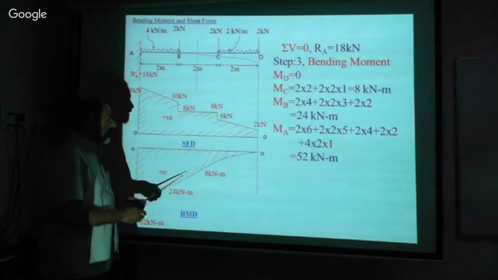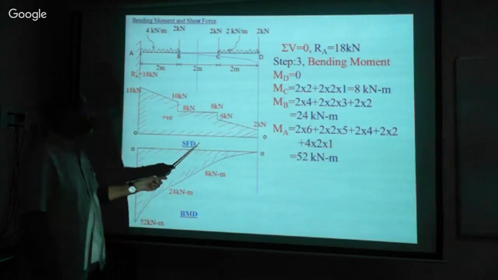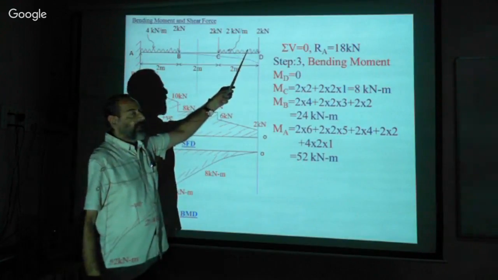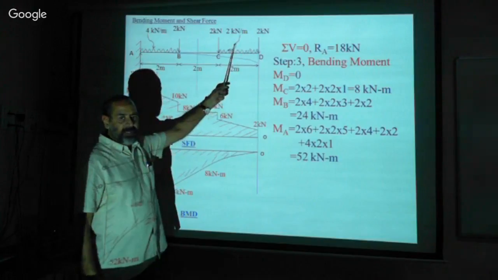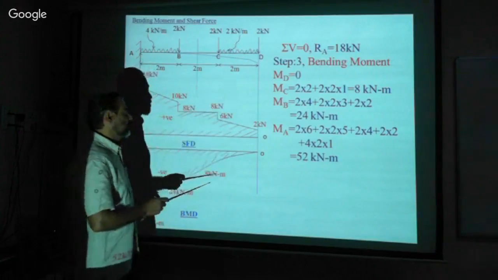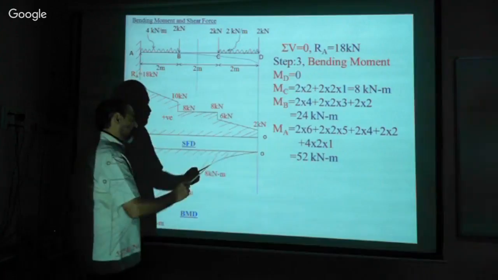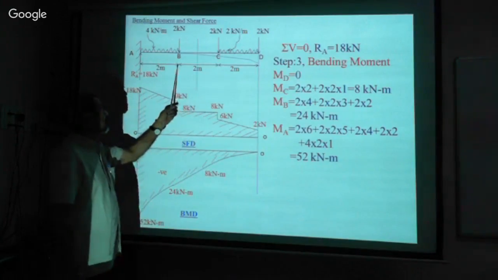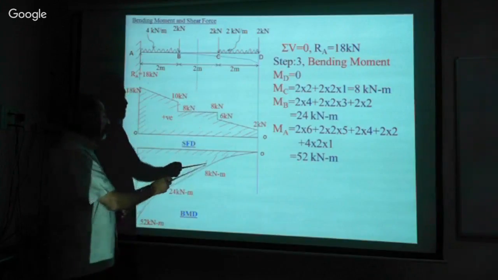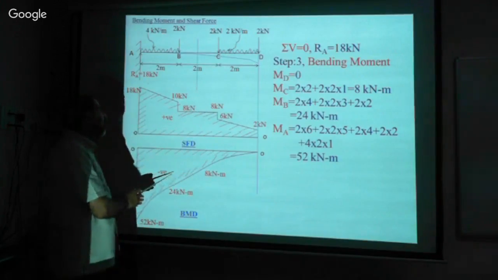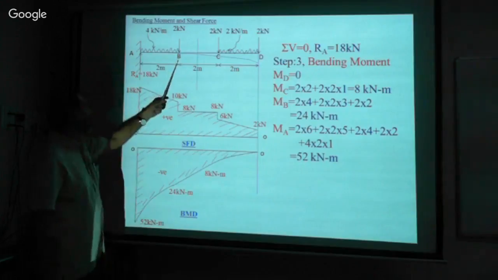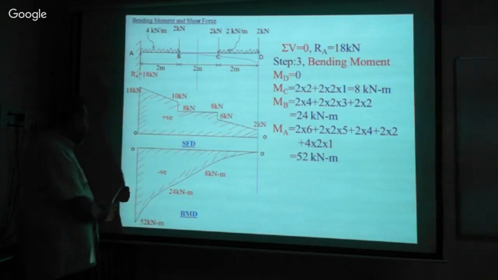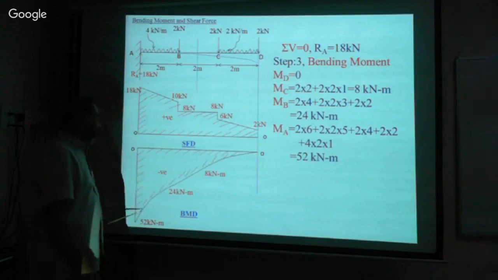Now let us remember, this is UDL, uniformly distributed load. The bending moment diagram below a UDL is always a curve, a parabolic line. In between, the bending moment has a linear variation. It is linear, isn't it? And similarly, again below this UDL, it is a curve. Now this is the shape of the bending moment diagram.